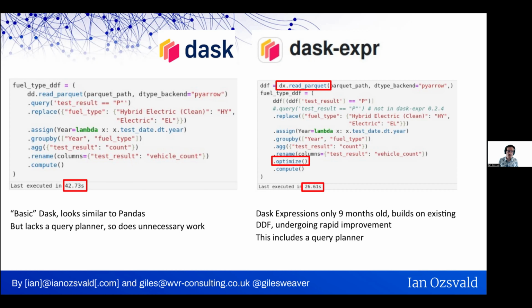So on the left-hand side, we do a Dask distributed data frame read parquet, reading in from a path which contains those hundreds of partition files. I do a query for vehicles that have passed. I do a little bit of cleanup on the fuel type, replacing a little bit of normalization. I assign a new year column based on a date manipulation. I do a group by. I do an aggregate. So I rename the aggregate, and then I do a compute because it's a lazy data frame. I have to tell it when to start computing.